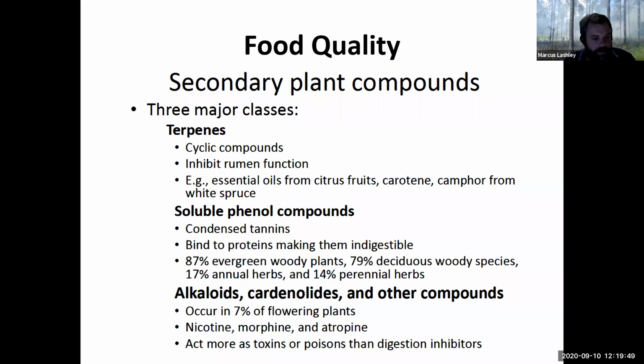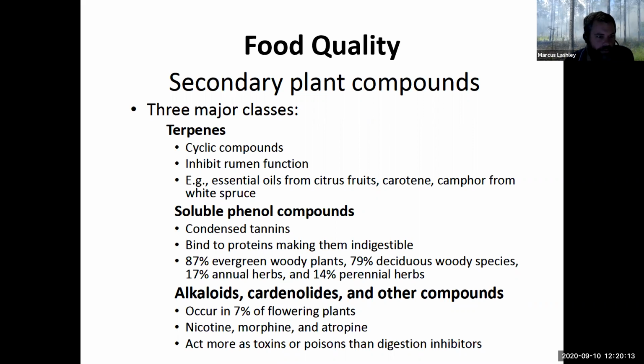So some of these you might recognize. These are actually also the things that we typically find in nature that we turn into medicine. Okay, so a lot of our pharmaceuticals are originally found in compounds that we find in a plant, and most of the time they are a secondary plant compound that the plant is actually using to defend itself.